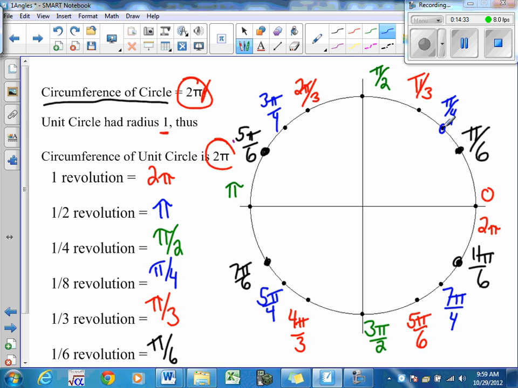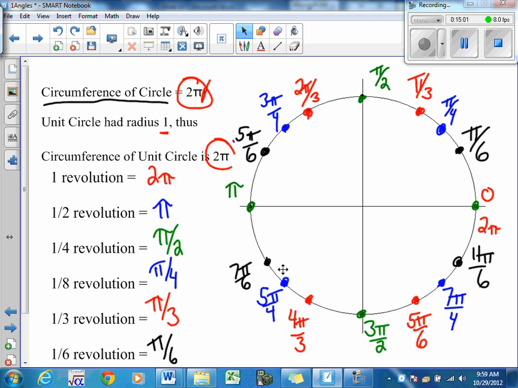All of these dots are pi over 4, 3 pi over 4, 5 pi over 4, 7 pi over 4. All of these dots are pi over 3: pi over 3, 2 pi over 3, 4 pi over 3, 5 pi over 3. And finally you have 0, pi over 2, pi, and 3 pi over 2. Those are all points all the way around the unit circle.